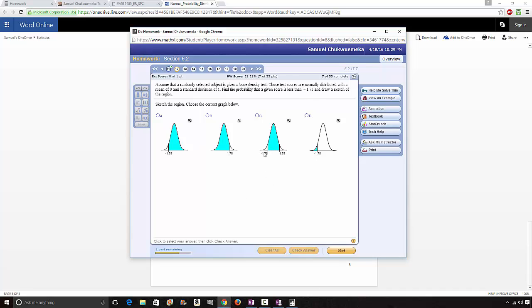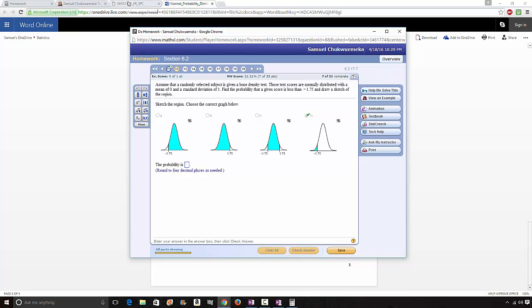It will not be this one either, because this is the probability between negative 1.75 and 1.75. This one is less than 1.75, and this one is greater than negative 1.75. But the question says less than negative 1.75, so you see that it's going to be this. Now, what is the probability?